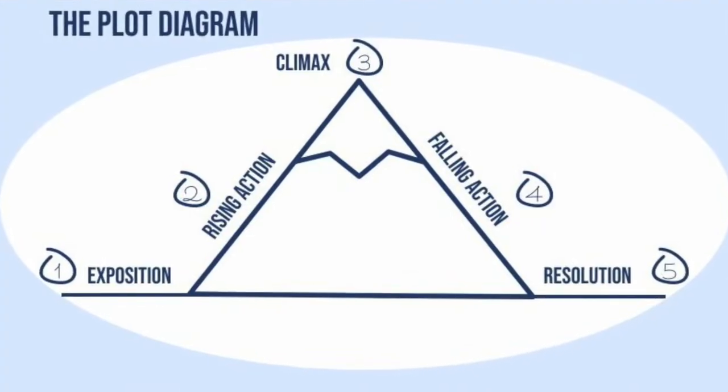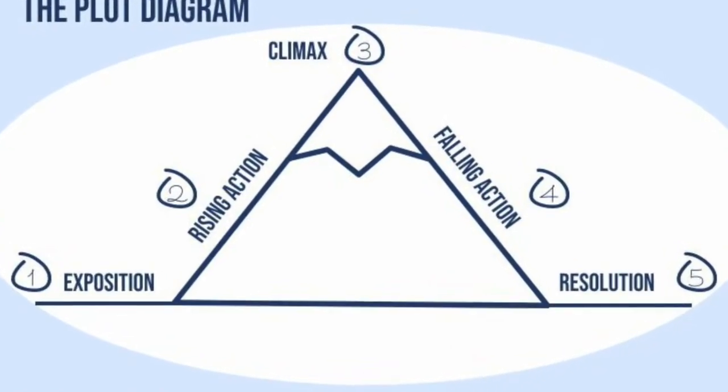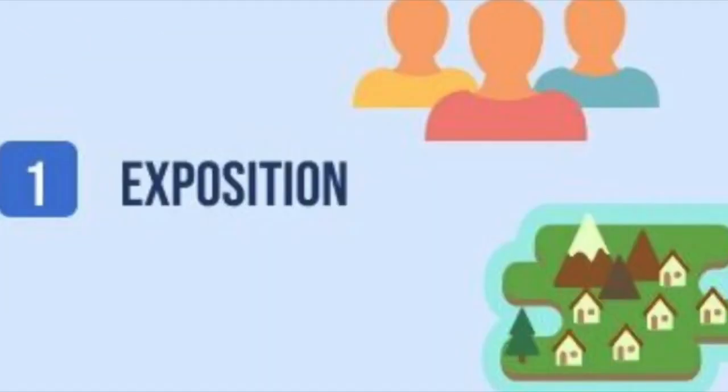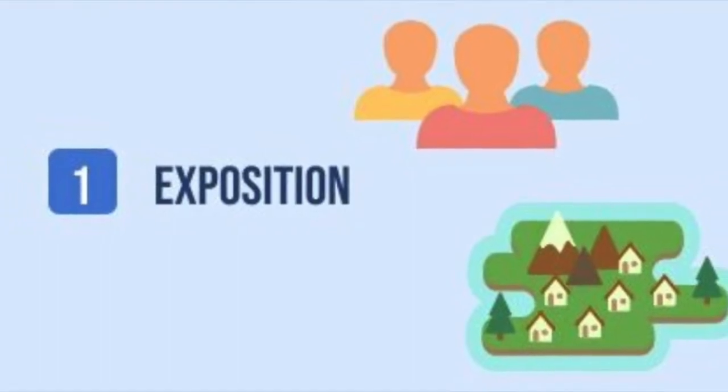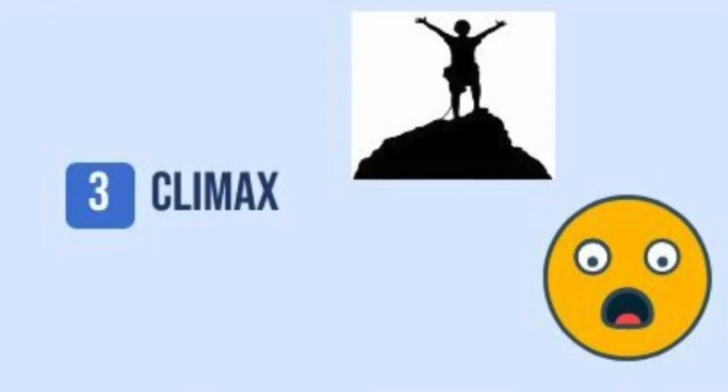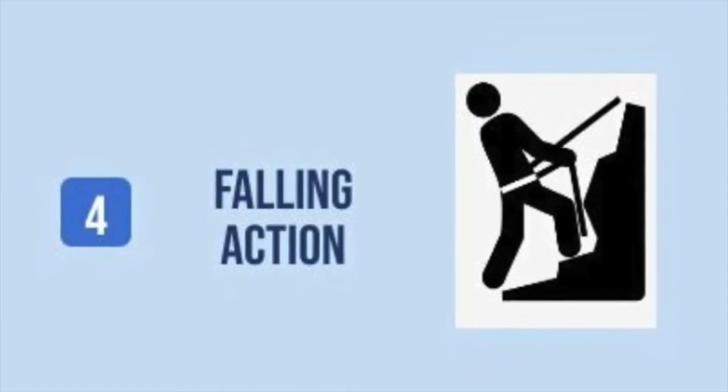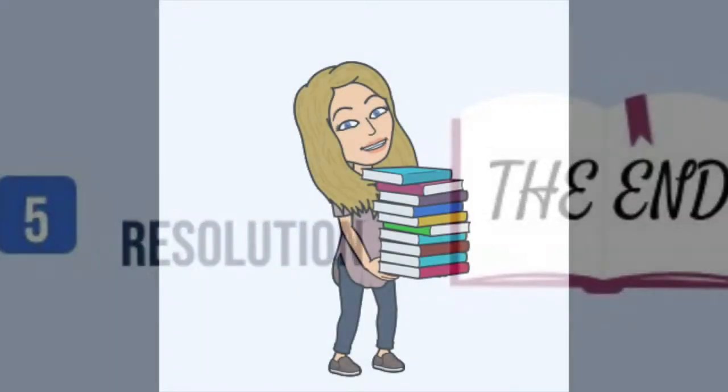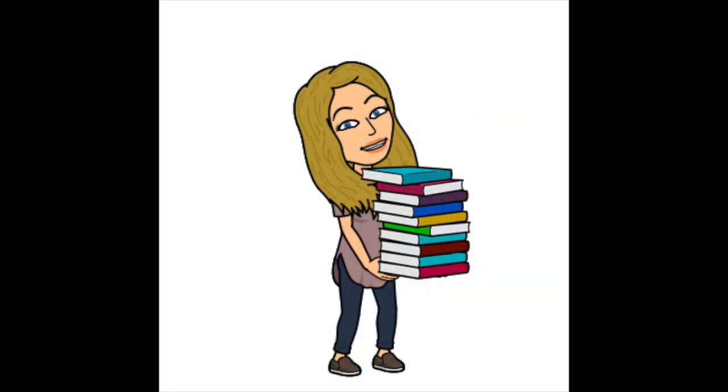Time for a recap. Don't forget the 5 elements of a story and how to describe them. The 5 elements are exposition, rising action, climax, falling action, and resolution. Remember what the interactions between the elements are and how to find the 5 elements in a story.